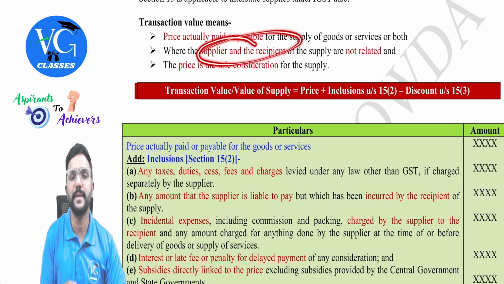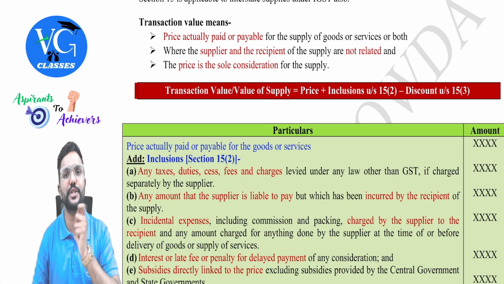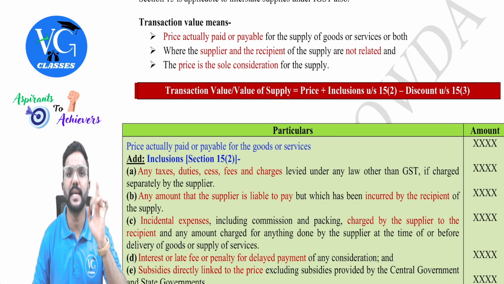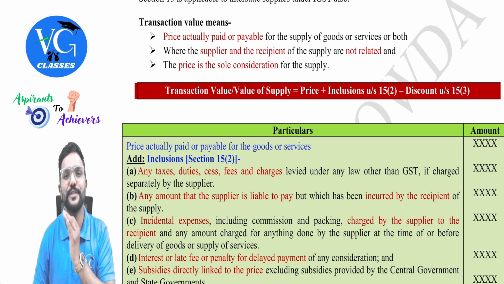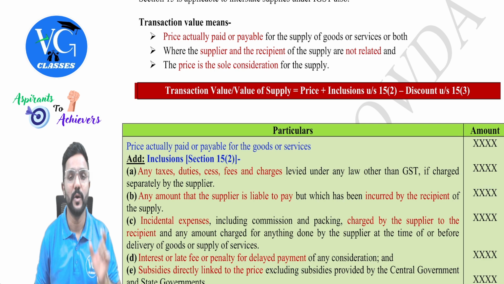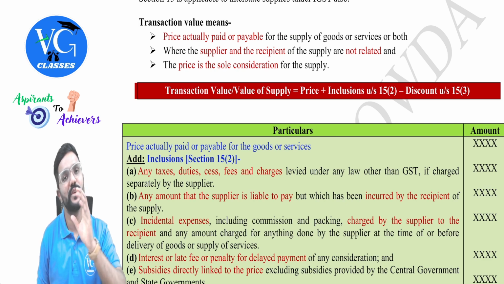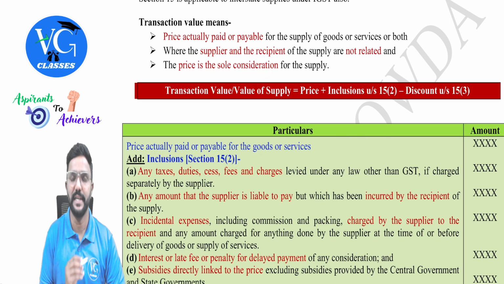Then the supplier and recipient should not be related. Sir, who is called a related person is given in the explanation to section 15, which we have already learned in the second chapter, guys. While we were discussing Schedule 1, para 2, supply between related persons or distinct persons in the course or furtherance of business, even without consideration, was a supply, right? Yes. So there itself we learned who is the related person for GST purposes. The same list is covered even here. Whatever we learned there is given in the explanation to section 15, which we already covered. Okay, sir. Then the price should be the sole consideration.